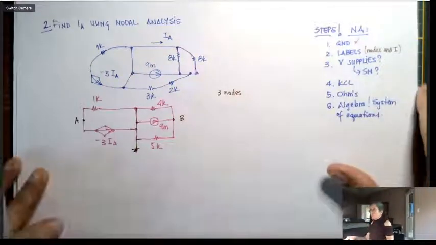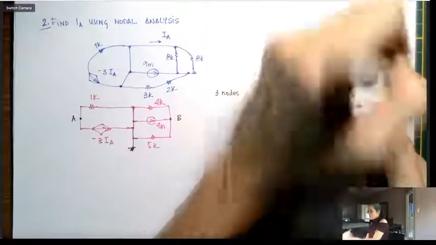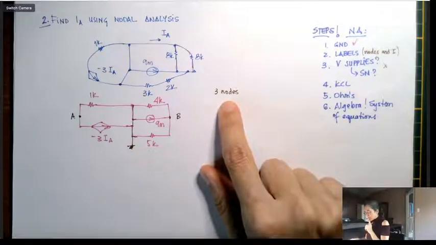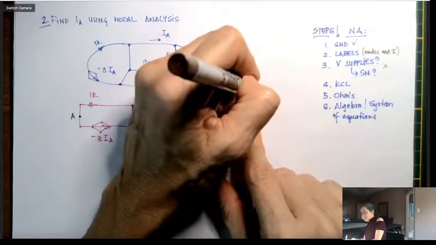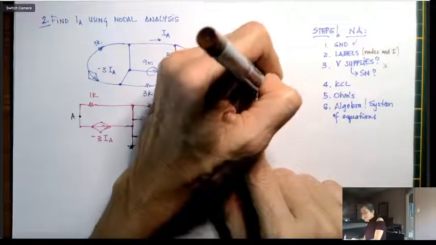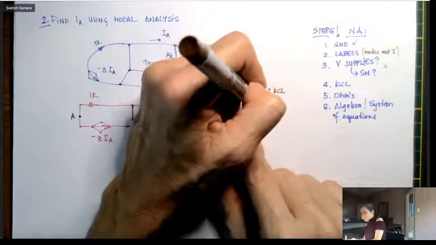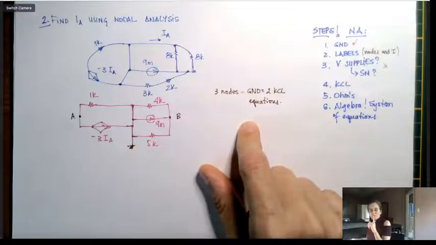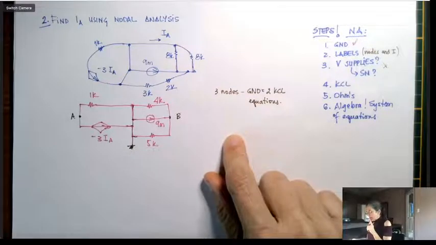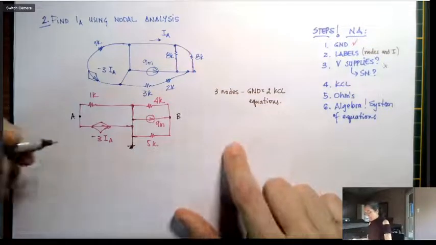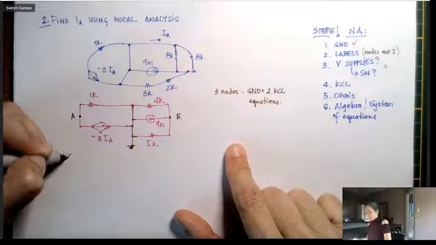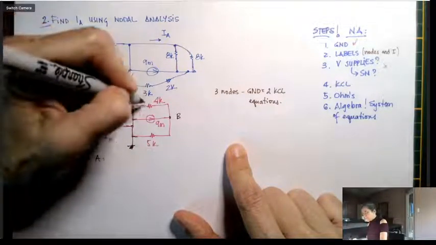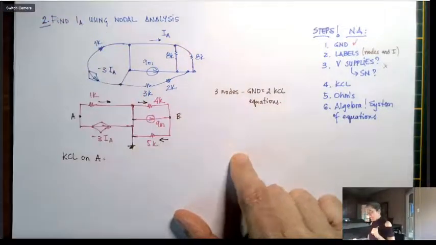It has no current supplies, so I go to the fourth step. But I just want to say that it has 3 nodes, and if I use one as ground, that means I need 2 KCL equations. If I had 3 nodes and 1 voltage supply, I would only need 1 KCL equation. So I'm going to write KCL on A. Oh, I forgot to label these currents. I'm going to label some to the right, some to the left.